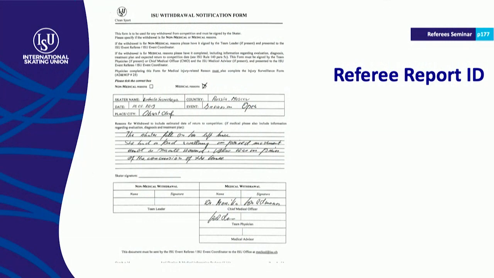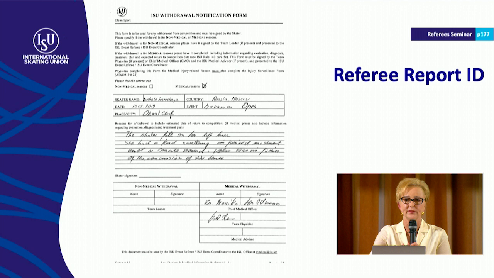Okay? Then this is the withdrawal notification form. This is received from the medical, and you have to attach this because this is an official document showing why the skater was withdrawn. So you attach this to your report. And this is the last document that I would like to show you.